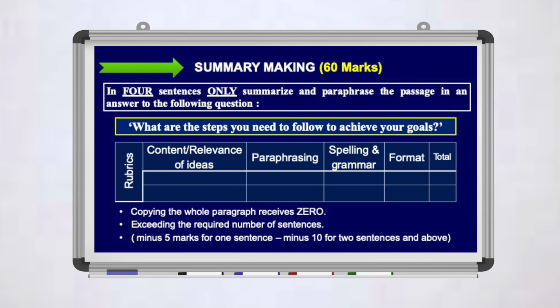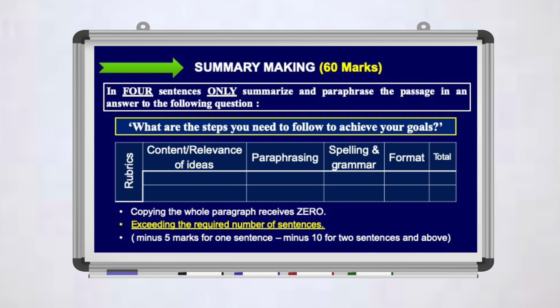First of all, pay attention to the content and relevance of ideas. Like we told you, make sure that your text or your answers are related to the text. You have paraphrasing, meaning you answer in your own words. Pay attention to your spelling and grammar, and also pay attention to your format. We want it in paragraphs, not in points. Copying the whole paragraph gives you a 0, so please don't do that. We only want 4 simple sentences.